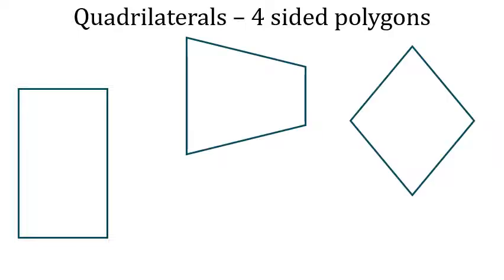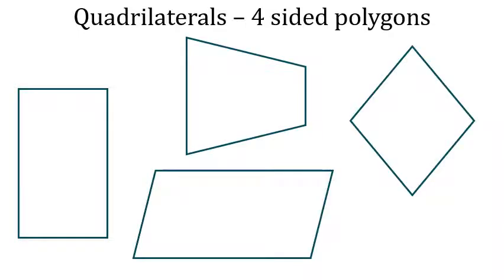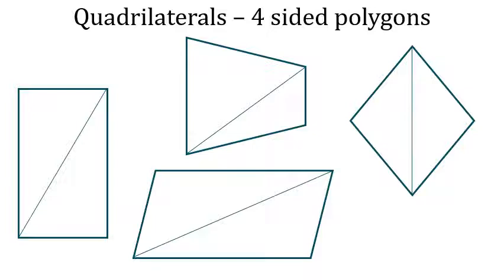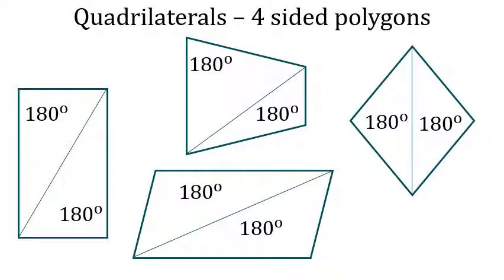Let's start with quadrilaterals. They all have 4 sides and 4 angles, but they're different shapes. I'm going to use a rectangle, a trapezium, a rhombus, and a parallelogram as examples. All these shapes can be split into triangles. Note that they are all split into 2 triangles. We know that the angles in a triangle add up to 180 degrees. So as there are 2 in a quadrilateral, they must be 2 times 180, which is 360 degrees.